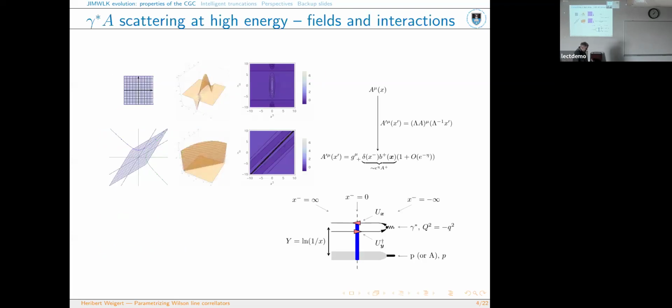So this is the briefest introduction to JIMWLK that I could manage, that I hope is still digestible. So what we're doing here is deep inelastic scattering. And please look at the diagram at the right bottom corner. I'm drawing my diagrams the way you would write down expressions in a formula. So read them from right to left.